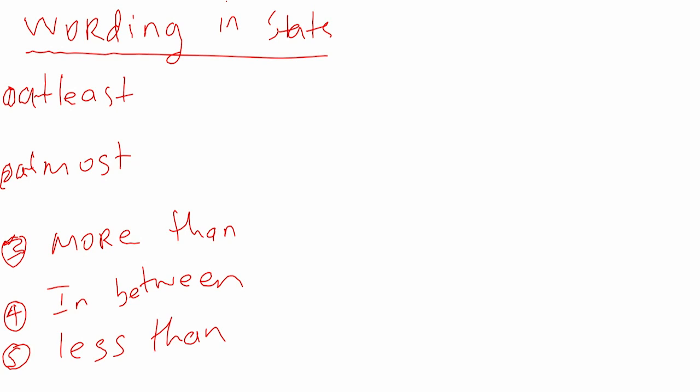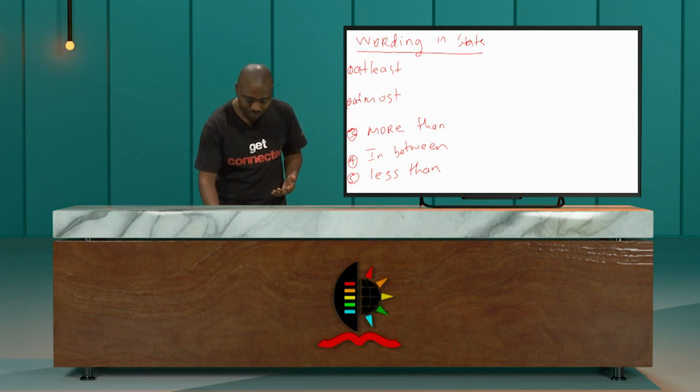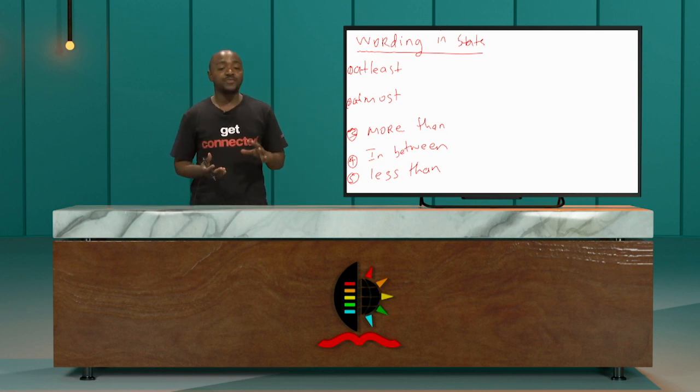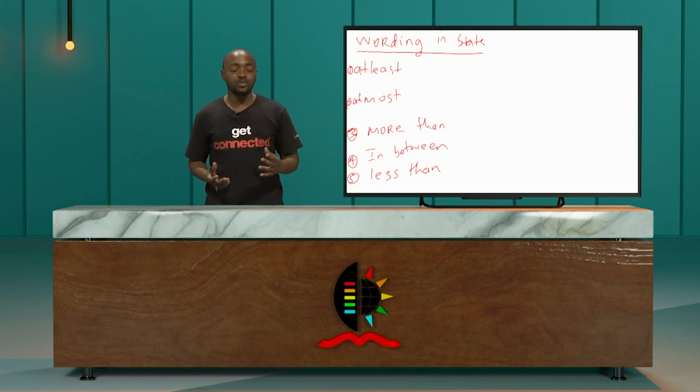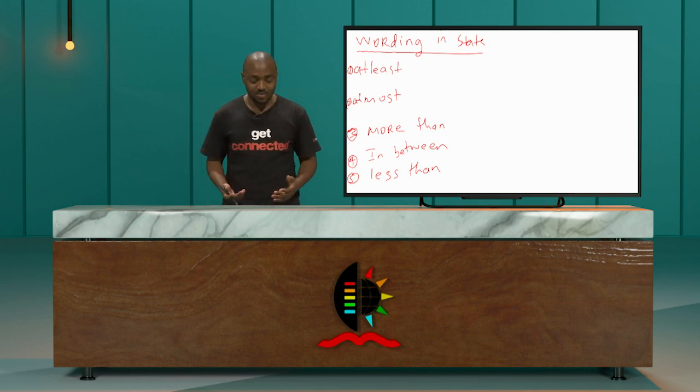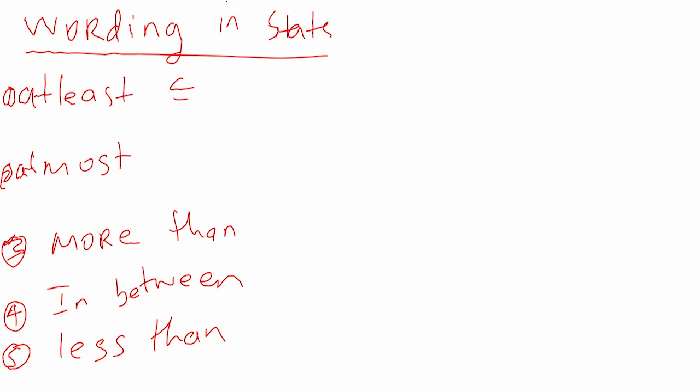Now I always make an example of money. I mean, who doesn't like money? If I ask you, can you lend me at least 10 rand? What do I mean? I mean that I need you to lend me 10 rand or more. So this means it's this one. These are inequality words. At most, can you lend me at most 10 rand? More than 10 rand, this means greater than. In between means between A and B. And less than.